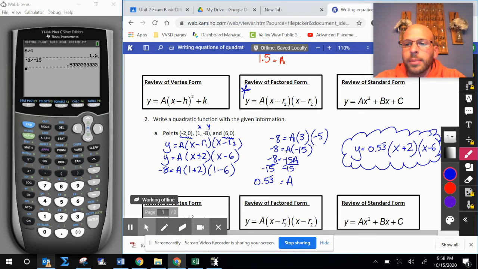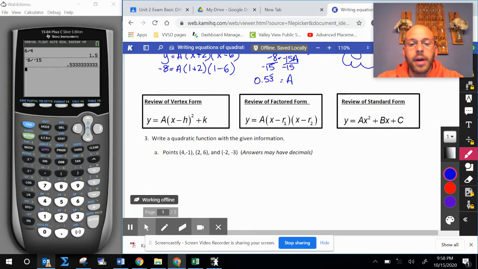None of those points were labeled as a maximum, a minimum, the vertex. All I knew is I had two x-intercepts, (negative 2, 0) and (6, 0). And whenever you're given two x-intercepts, we can always use factored form. Okay? Now, the last problem I have here.